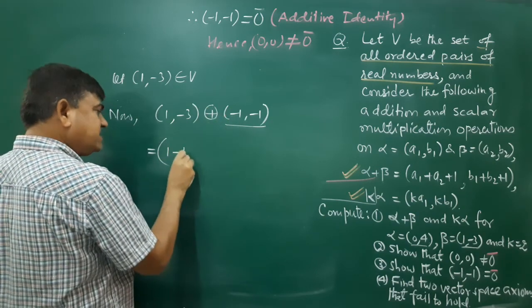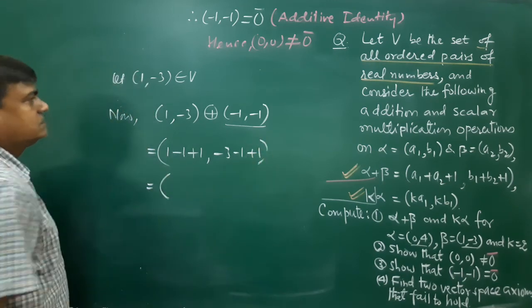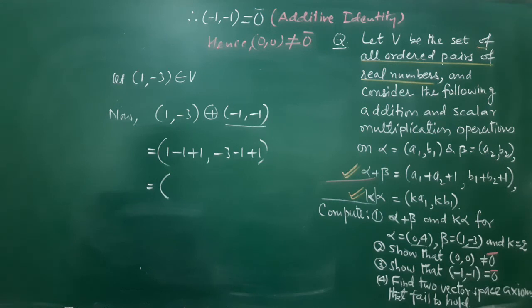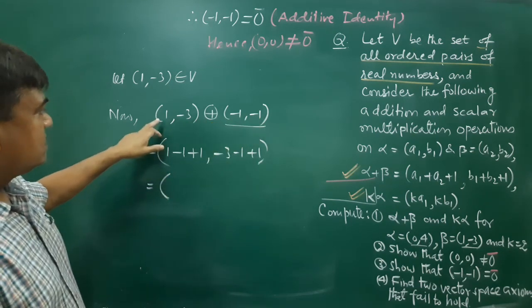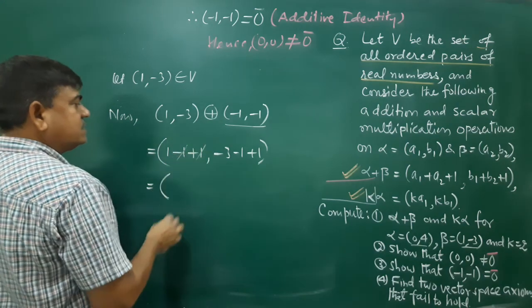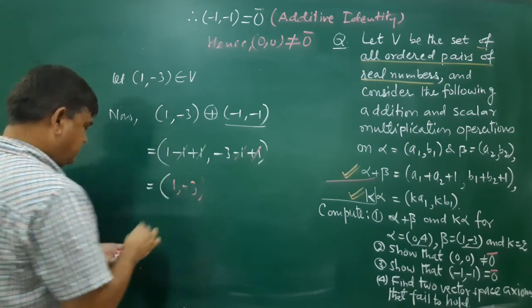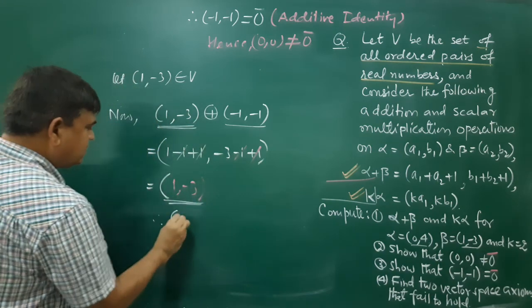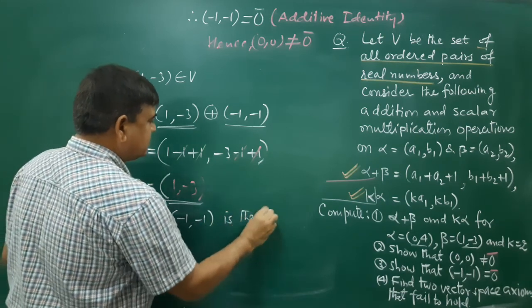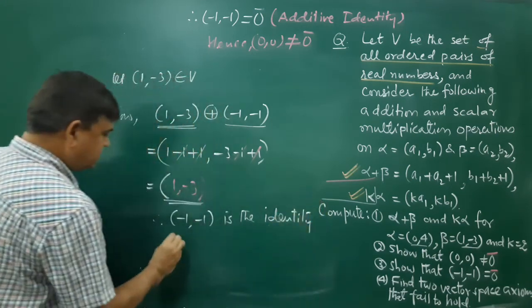This component is added to this, plus 1, minus 3, minus 1, plus 1. One comma minus three, then identity minus one, minus one. So yes, this and this cancelled out. Similarly, this and this, and the answer is 1, -3. Again, the same element we find. Therefore, -1, -1 is the identity. Result is verified.